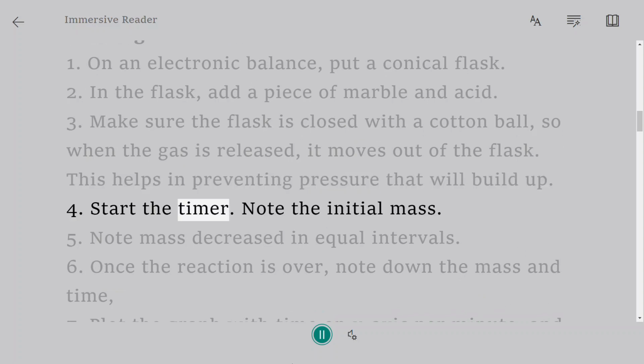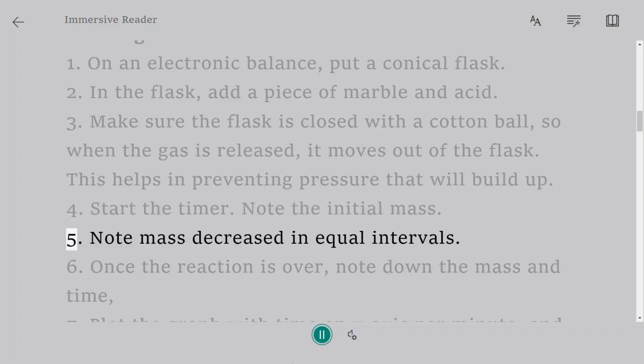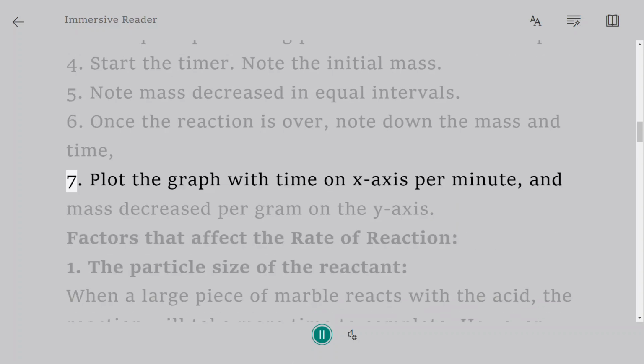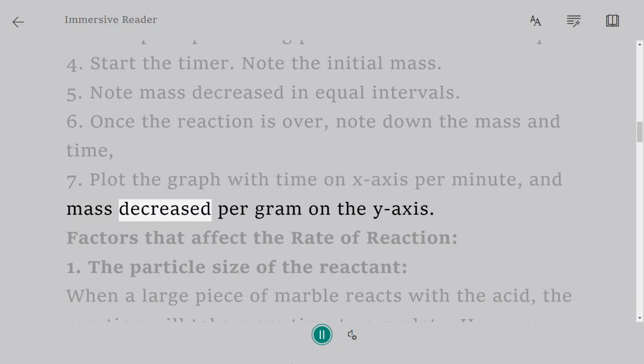4. Start the timer. Note the initial mass. 5. Note mass decreased in equal intervals. 6. Once the reaction is over, note down the mass and time. 7. Plot the graph with time on x-axis per minute, and mass decreased per gram on the y-axis.